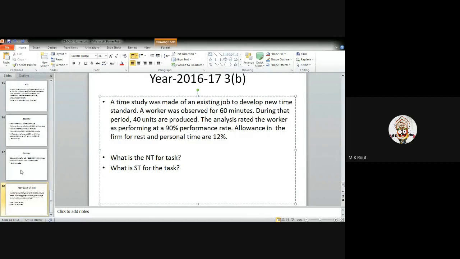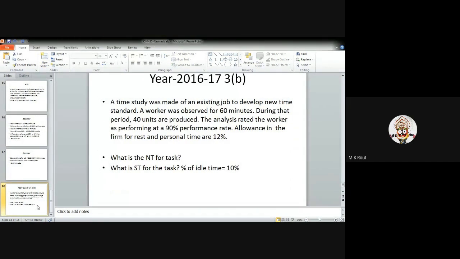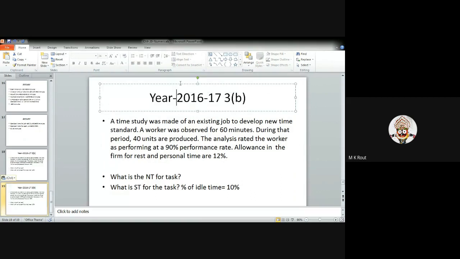Write down the next questions. This one is for year 2016 and 17, and the next one, just a minute, just note down year 2015 and 16. This one is for year 15 and 16. This is question number 4.